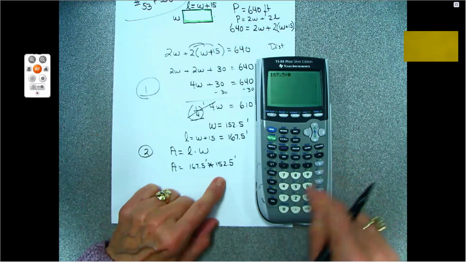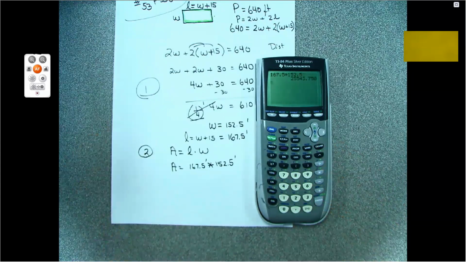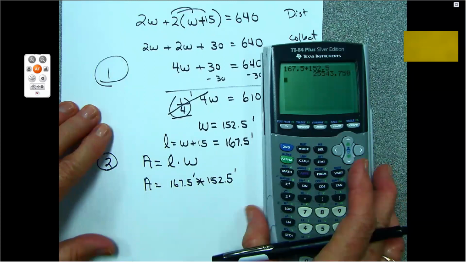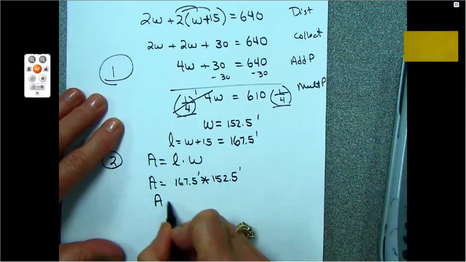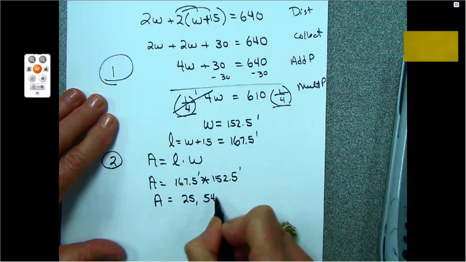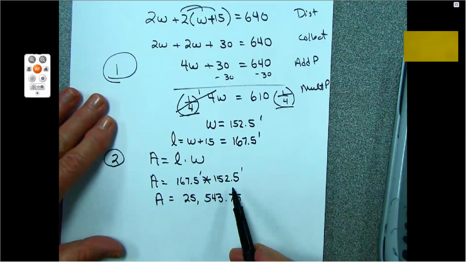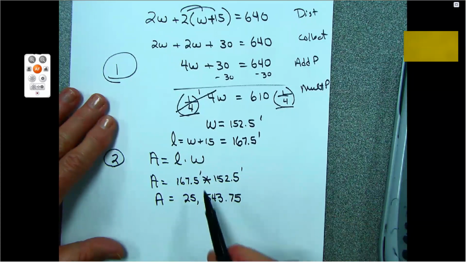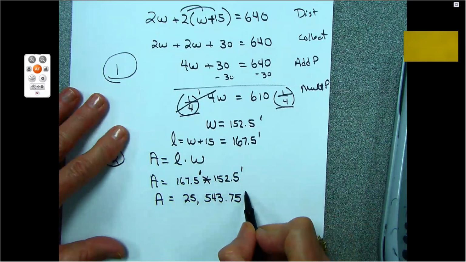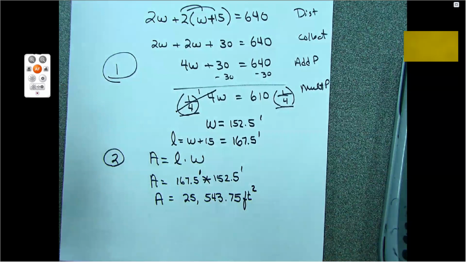167.5 times 152.5 is 25,543.75. And how do I label it? This is feet times feet for feet squared. So square feet.